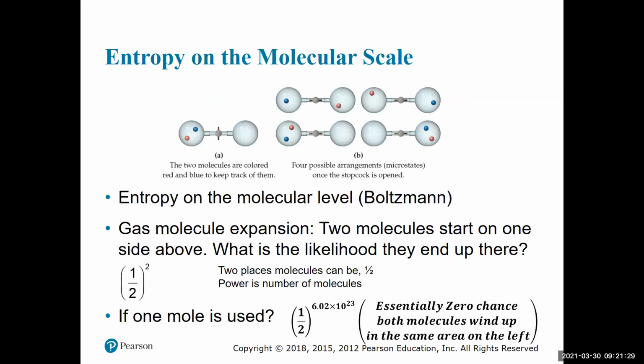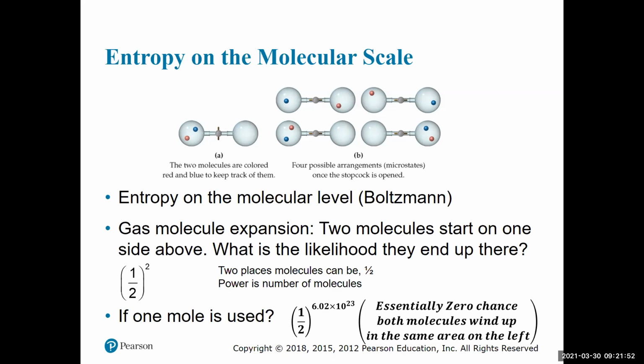Let's take a look at entropy on the molecular scale. In a little bit, we're going to talk about thermodynamics and things like that, and that's looking at these kinds of processes on a more macro scale. But before we do that, let's take a look at it on a molecular scale to try and understand it a little better.